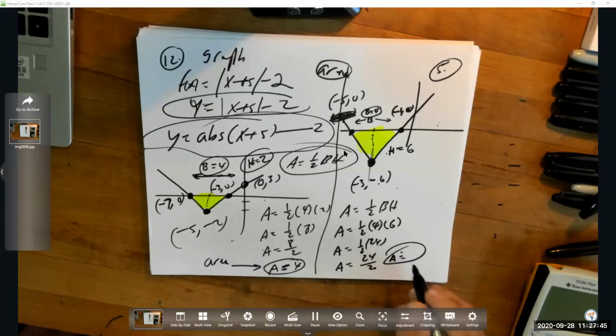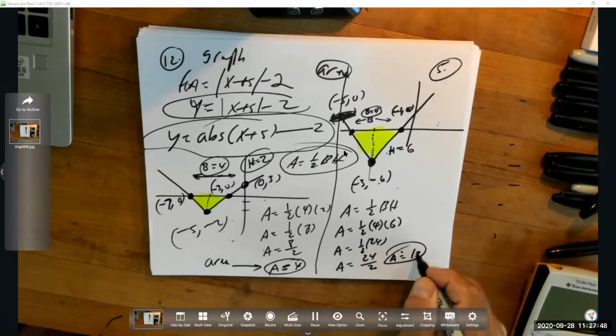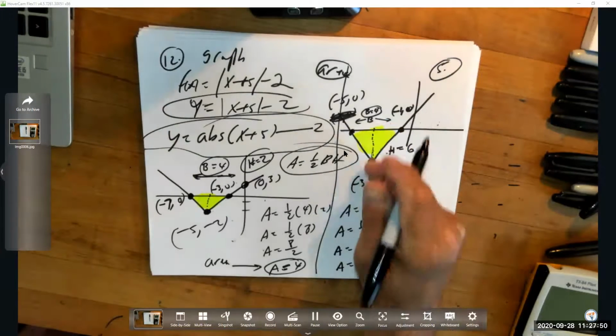12. Yeah, there you go. So the area in here is 12. Does that make sense?